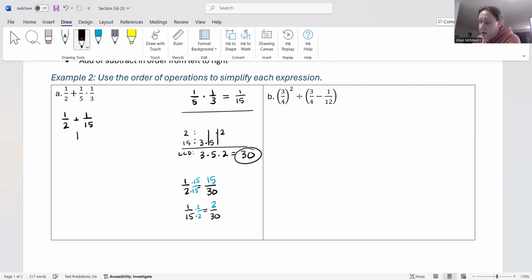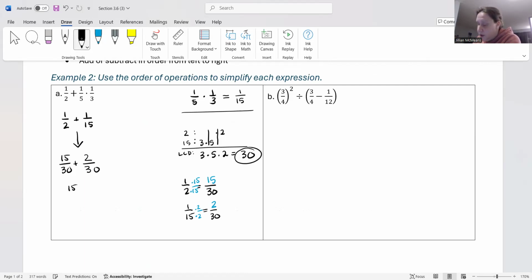So then we're just going to rewrite this entire problem using these equivalent forms we just found. So 1/2 is equivalent to 15/30, and 1/15 is equivalent to 2/30. So now we have equivalent forms of the fractions, but these have a common denominator, which allows us to move forward. So when you finally have your common denominator, you just add or subtract your numerators.